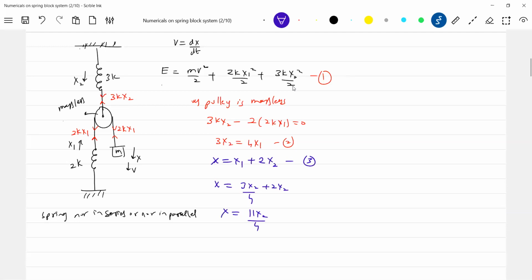So x2 is equal to 4x by 11. Let me substitute that value. After substituting, 3 into 4x by 11 equals 4x1. So x1 equals how much? 3x by 11.